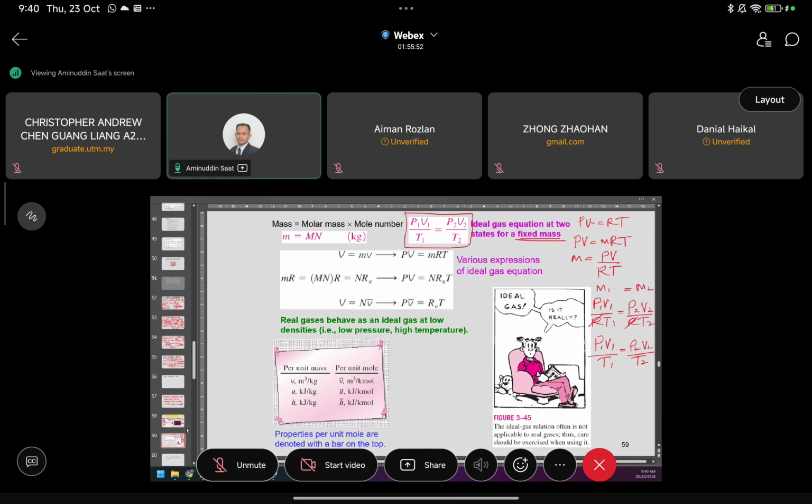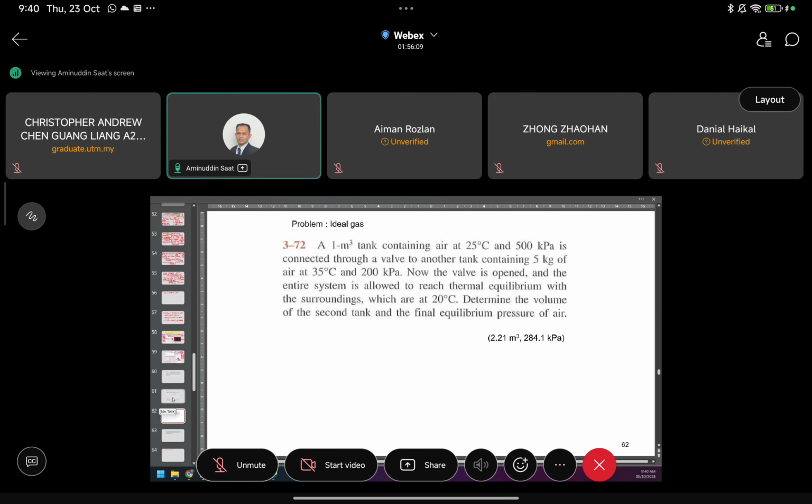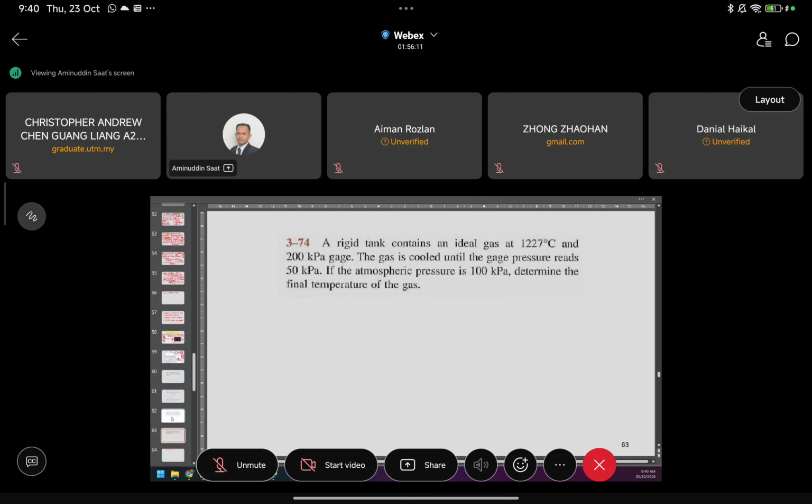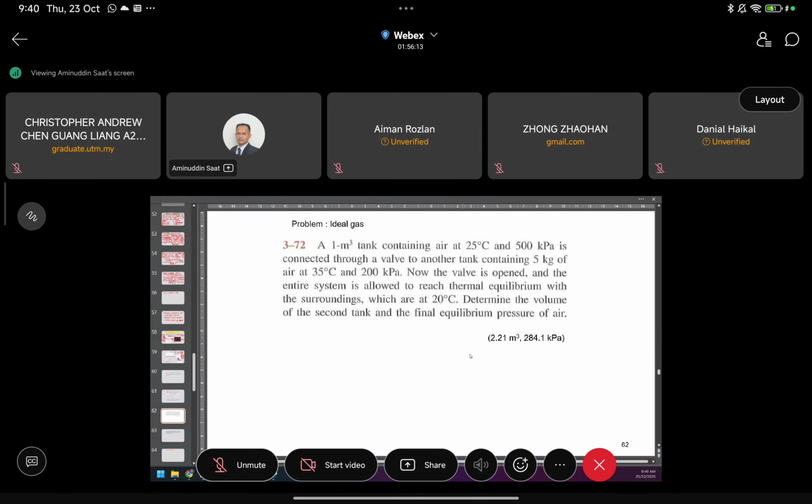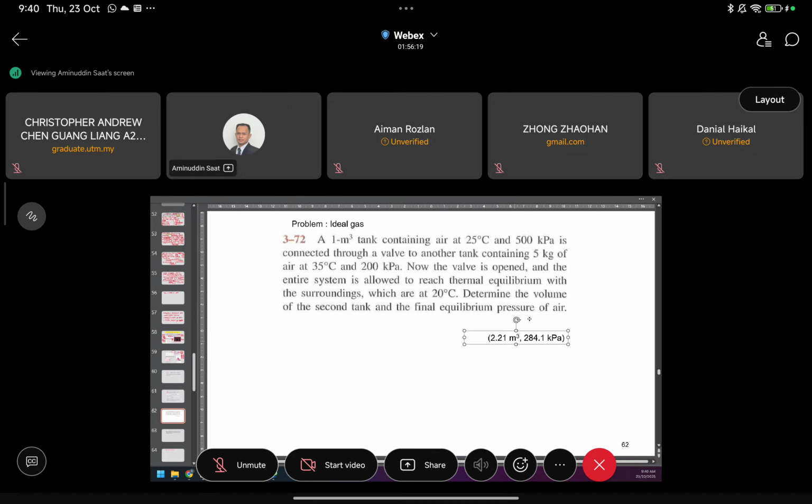So for the gas, it's a bit easy because you only use PV = mRT. You don't use any table anymore. You don't use a table to define the properties for the gases. Okay, let's do some examples here. This is an example of ideal gas.